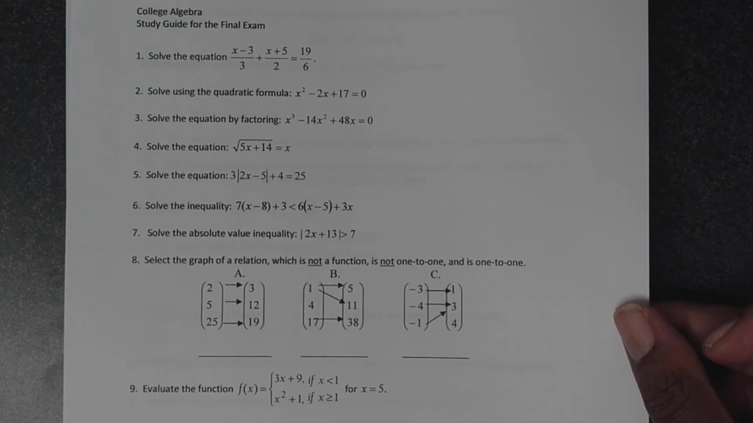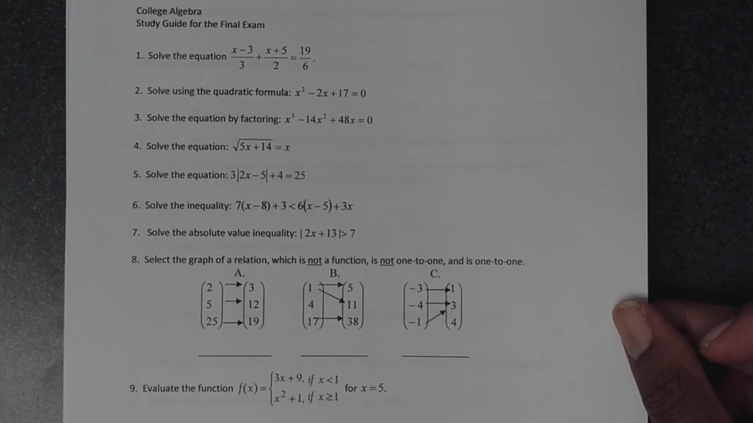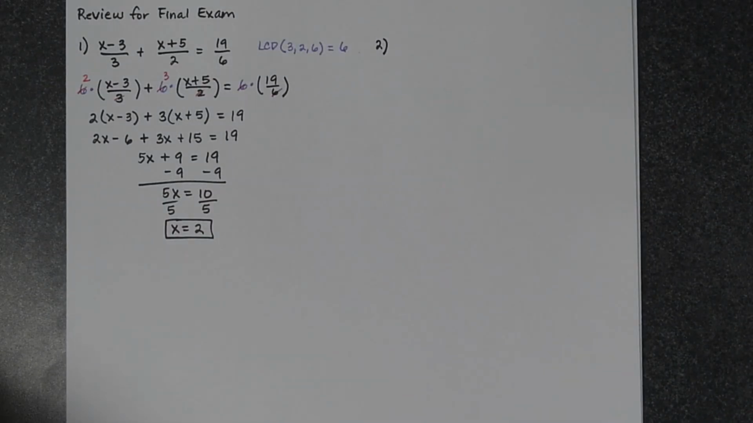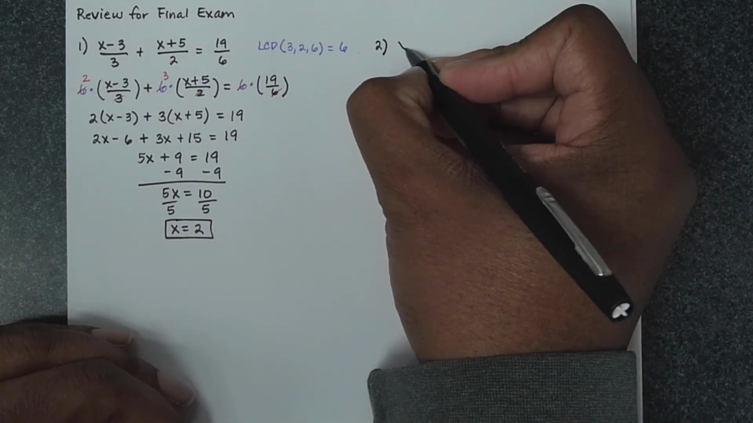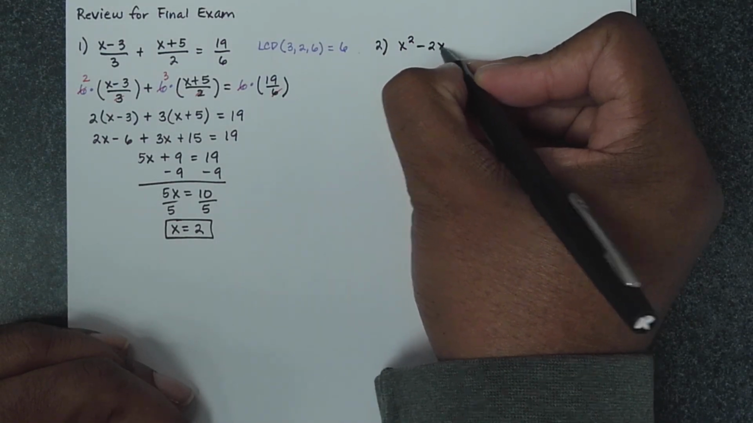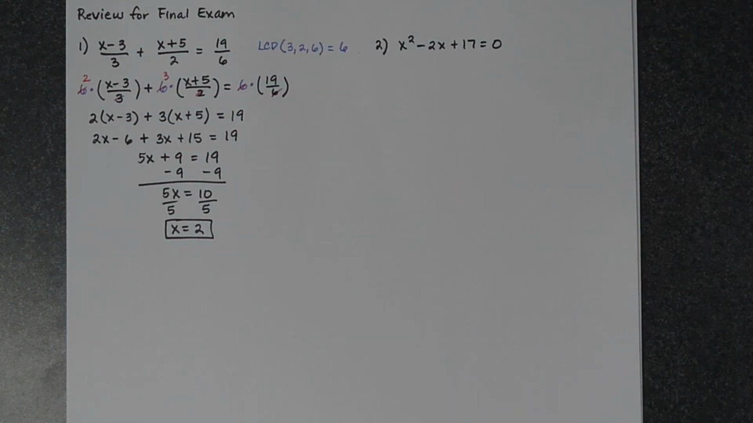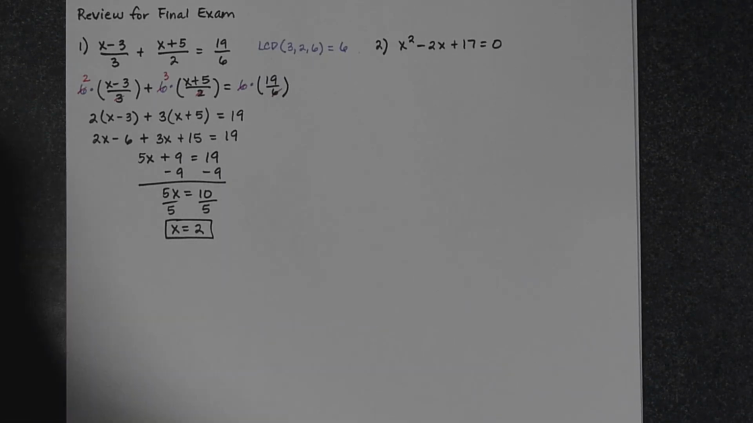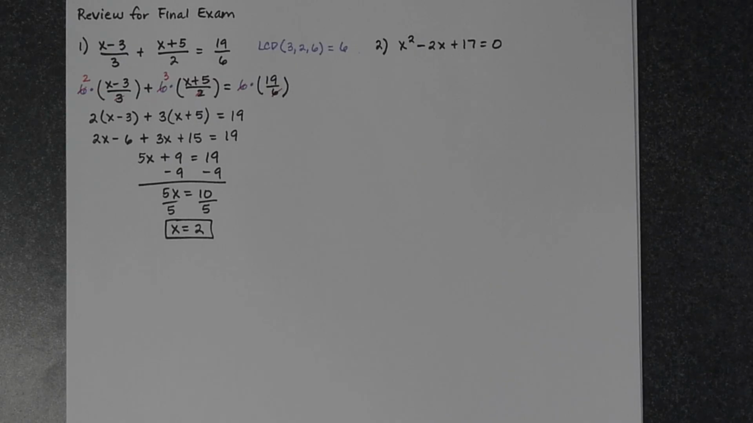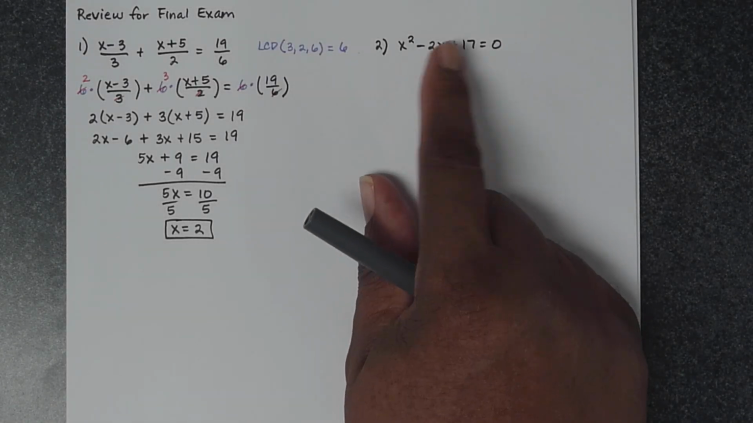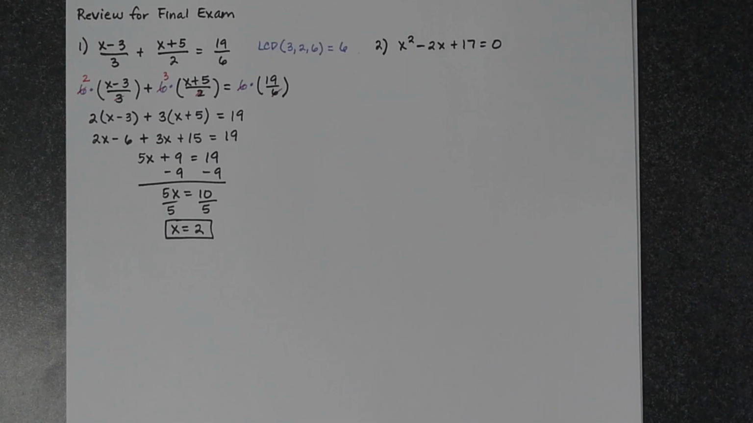Problem number 2 deals with solving the equation x squared minus 2x plus 17 equal to 0 using the quadratic formula. So here we have x squared minus 2x plus 17 is equal to 0. Now we're going to use the quadratic formula, but you want to make sure that this equation is written in general form, meaning that there's a 0 on one side of the equation and all the terms on the left-hand side. From that, we can identify the a, the b, and the c.